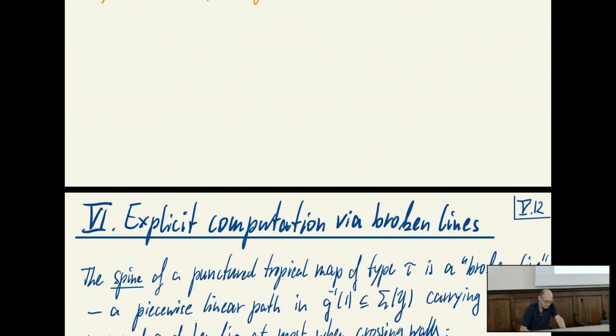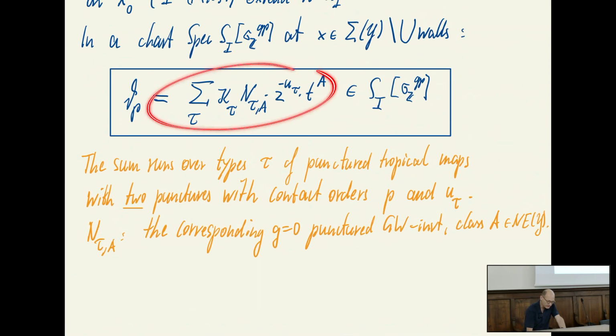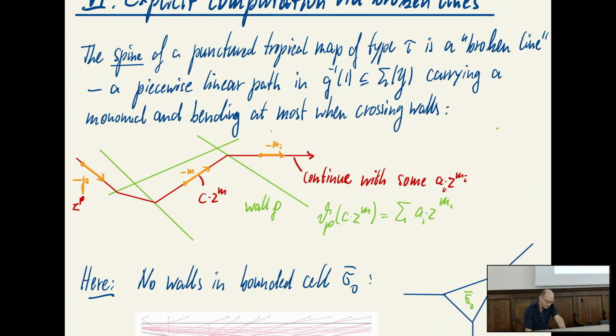And what we wrote down here, this sum turns out to be the sum over broken lines. So you fix a point here, you look at all the broken lines ending up here, and that's the sum I gave you before for the theta function.